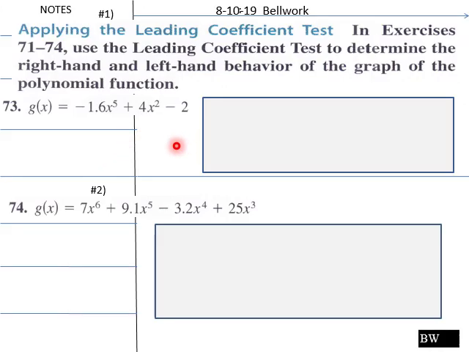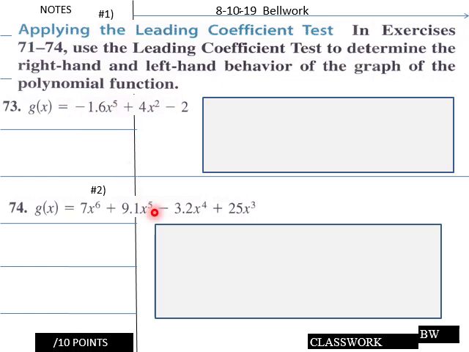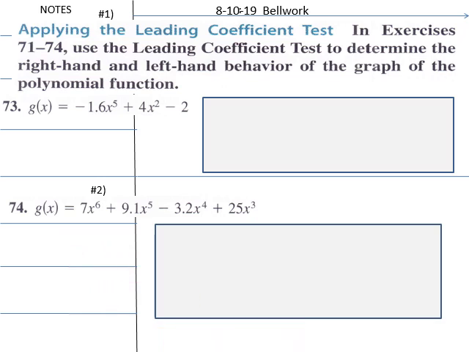Okay, today's bell work. Use the leading coefficient test to determine the right-hand and left-hand behavior of the graph of the polynomial function. 10 points here, students. You have 5 minutes to do this.